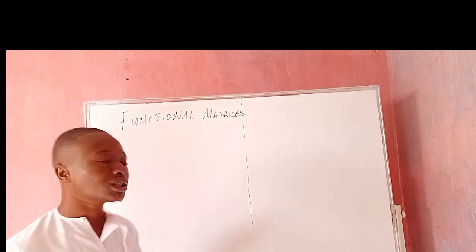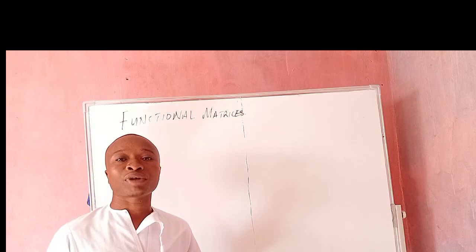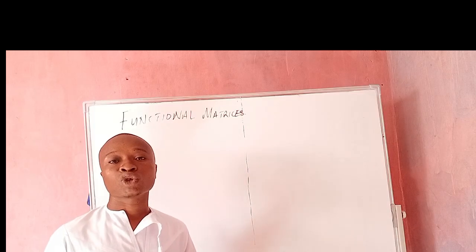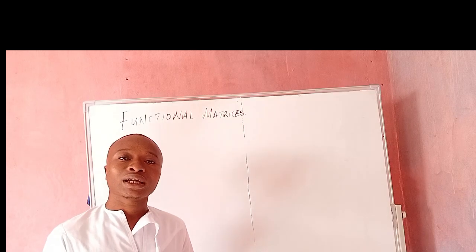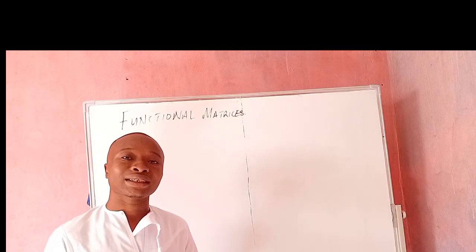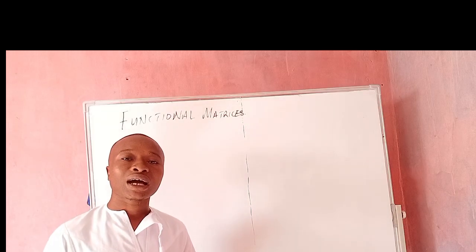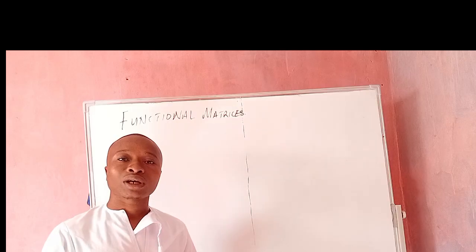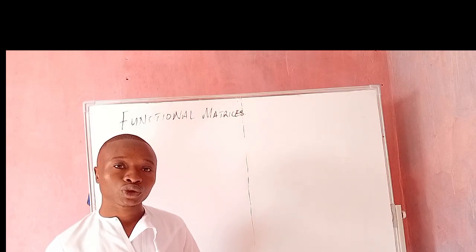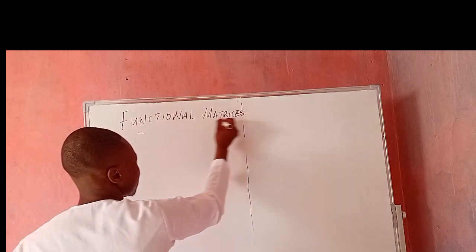A functional matrix is a matrix in which each element is expressed as a function of one or more variables, usually expressed in x. That is, the elements are not only numbers, but they are algebraic expressions, right? Let me just write it down so that you can get this definition.